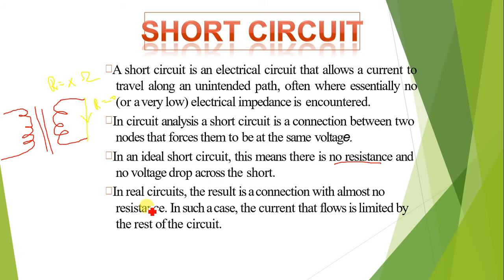In real circuits, the result is a connection with almost no resistance. In such a case, the current that flows is limited by the rest of the circuit. That means the current flowing through this will be limited by this coil, along with this coil. So the total resistance in the secondary coil is equivalent to the resistance offered by the coil itself, that is coil resistance, plus the resistance offered by the short circuit wire.